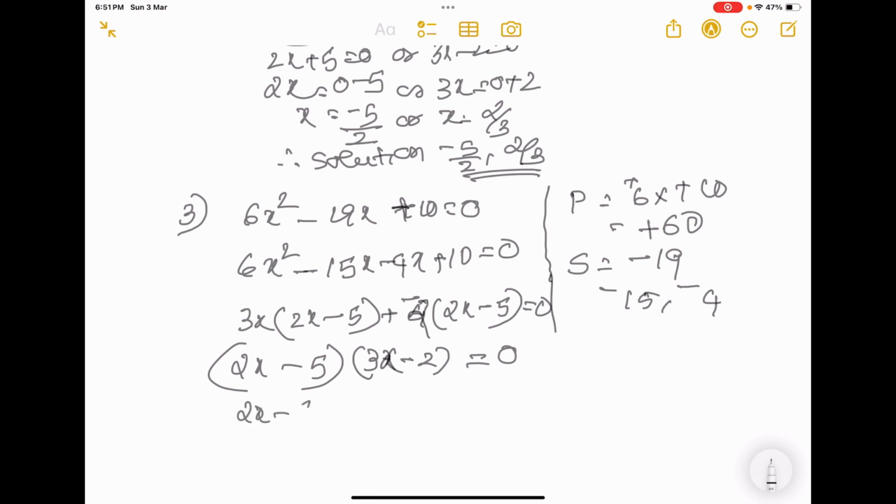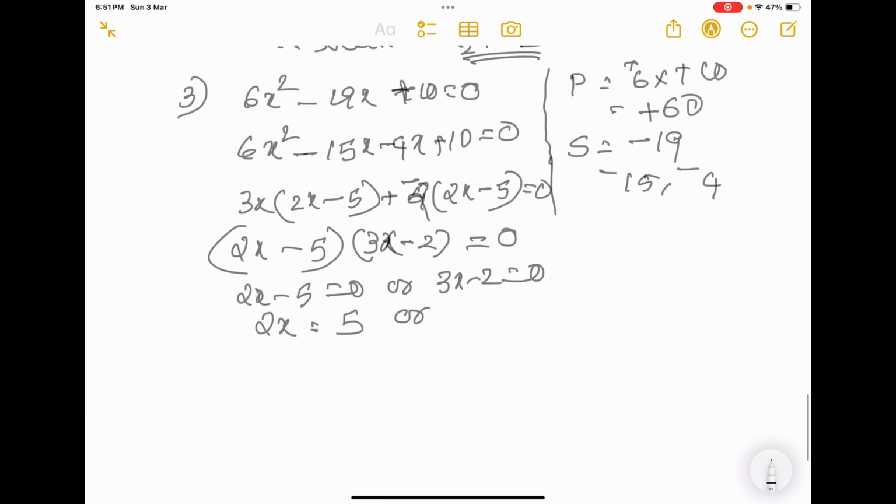So 2x minus 5 equal to 0 or 3x minus 2 equal to 0. So 2x equal to 5, or we can do like this. You complete this one part, then you go to that. 2x equal to 5, therefore x equal to 5 by 2. Or 3x equal to 0 plus 2, which is equal to 2. Therefore x equal to 2 by 3.